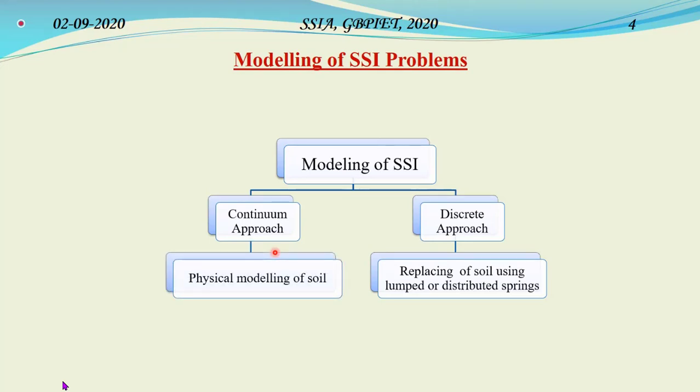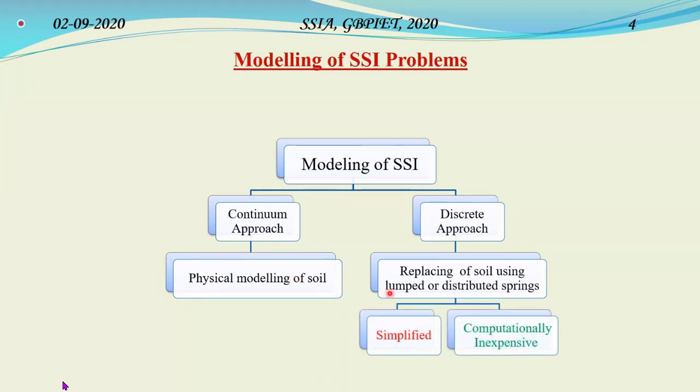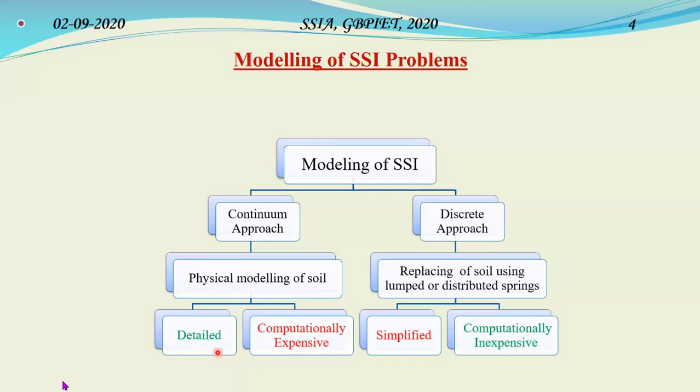In the continuum approach, we model the soil physically or numerically through some constitutive behavior, where we try to produce the stress, strain, and time characteristics of the soil. Now, the discrete approach, since it uses mechanical elements, is simplified and it is a computationally inexpensive approach. On the other hand, the continuum approach is detailed, and definitely as it demands, it may become computationally expensive. So which one to use, which one not to use, that depends upon a lot of different other issues.